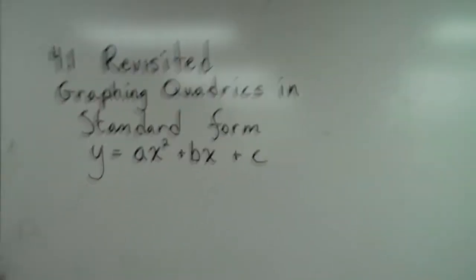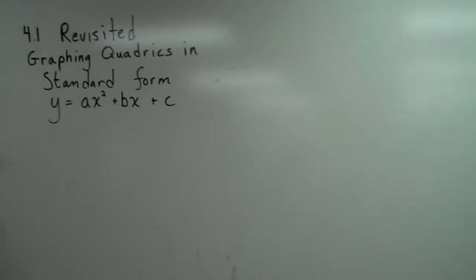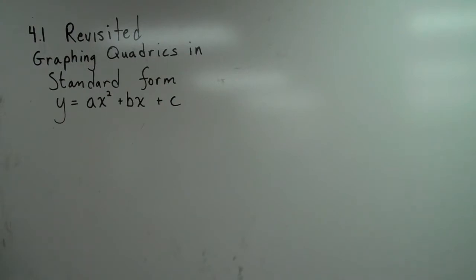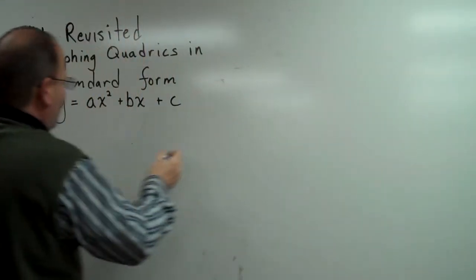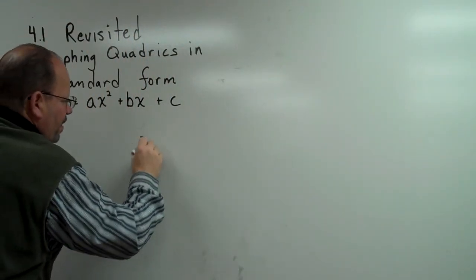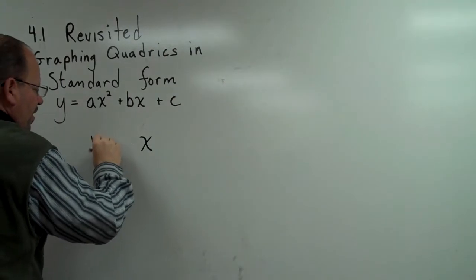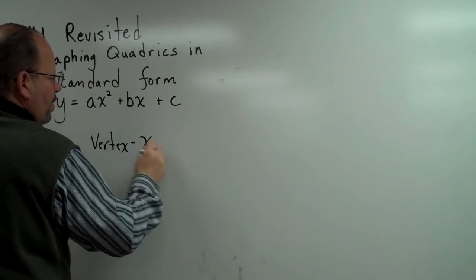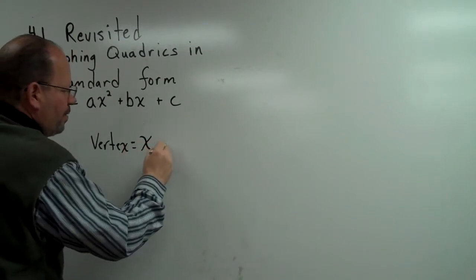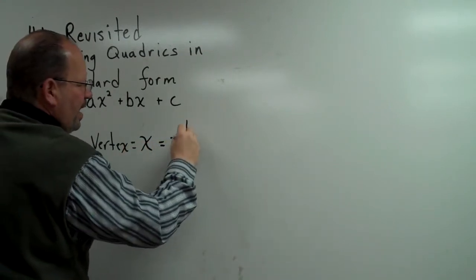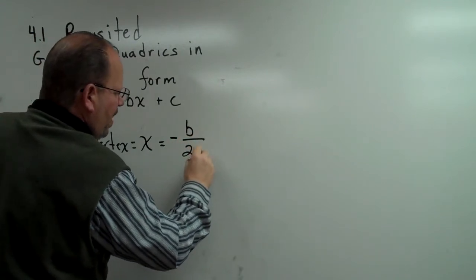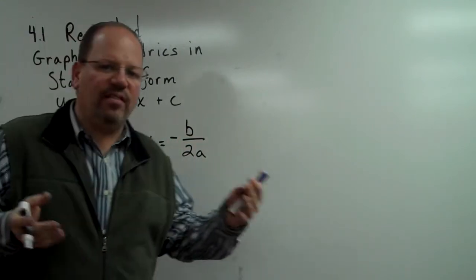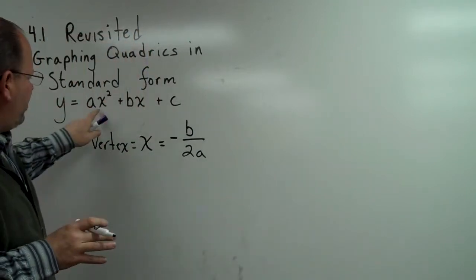Okay, and when we have this form of an equation, we have a formula that will give us the point of the vertex. And that formula is, we find the x part of the vertex because x is going to equal negative b over 2a. Now just consider, these are just numbers, a and b and c.